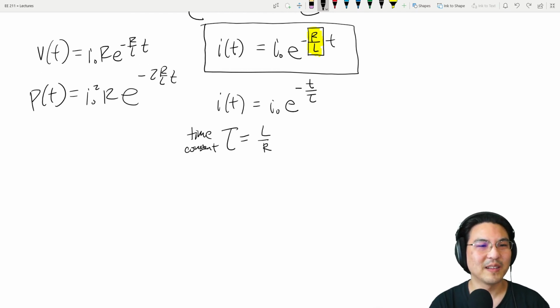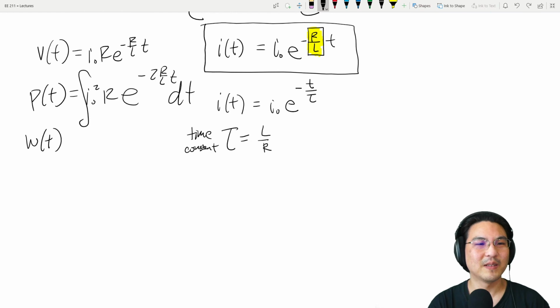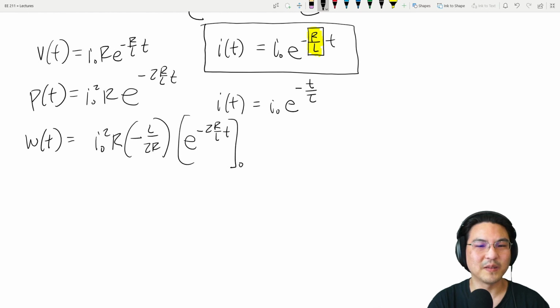Okay, so that's power. What if you want energy? If you want energy, so that would be the energy absorbed by the resistor, then you just integrate this over time like that, right? From say 0 to t. So if you integrate that over time, you get I squared R. And then if you integrate that, that would be, let's see, the reciprocal, L over 2R e to the minus 2R over L t from 0 to t.